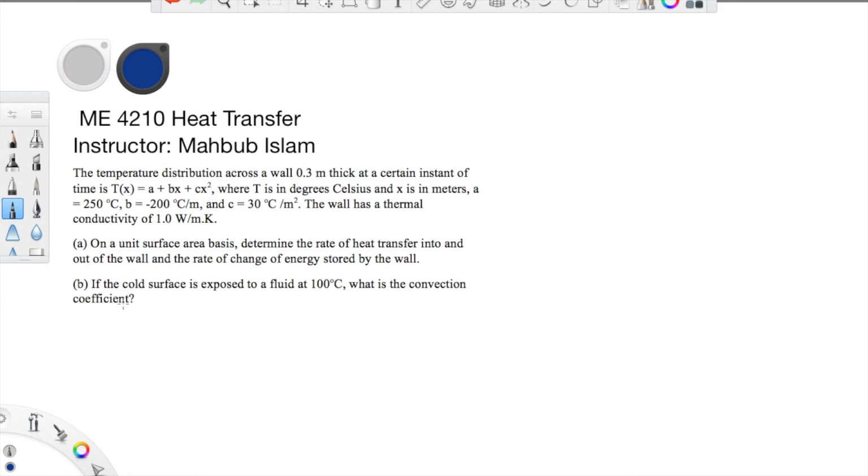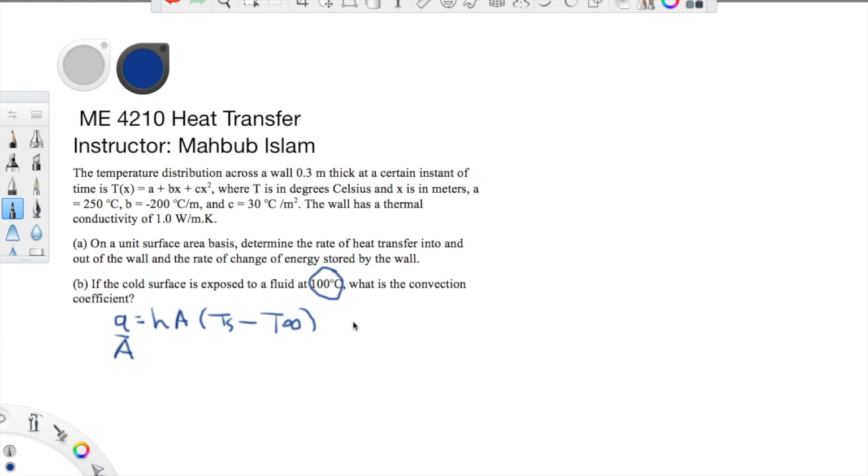Moving on to part B, in order to solve for our convection coefficient, Newton's law of cooling gives us Q equals hA times T surface temperature minus T free stream. h being our convection coefficient, A being our area, our surface temperature here, and our free stream temperature. So right now we know that our free stream temperature is 100 degrees Celsius. So we must solve for our surface temperature.